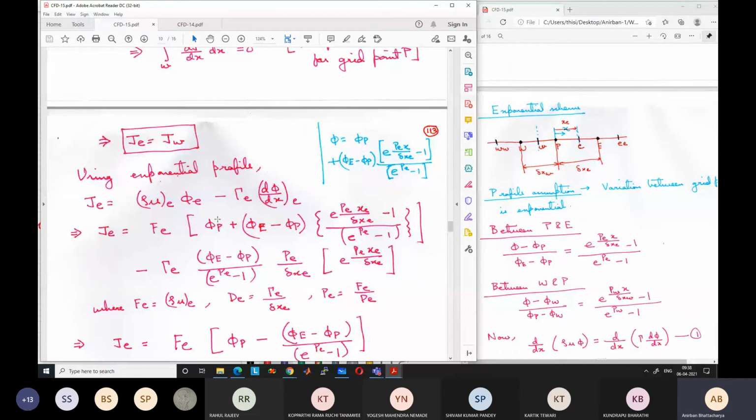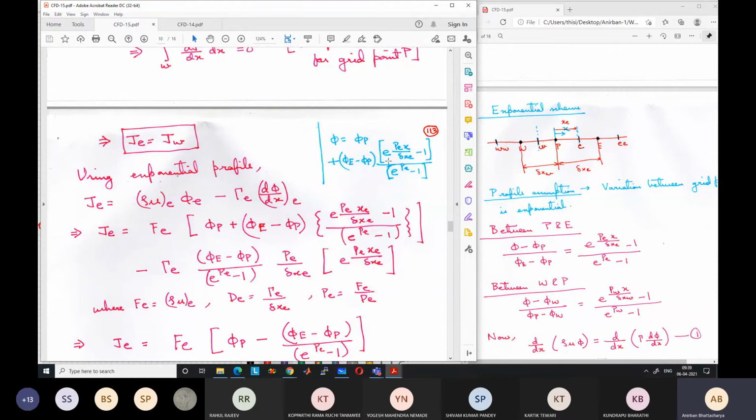Similarly, for the diffusive term, we have minus gamma e times a derivative of this with respect to x. You have to differentiate this with respect to x and then replace the value of x by xe. If you differentiate, the first term phi p vanishes. So we are left with (phi minus phi p) by (e to the power p minus 1). Within the numerator, the minus 1 term goes to 0 because it is a constant.